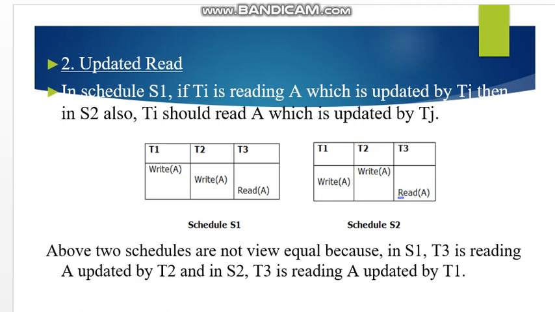Next is update read. If in the schedule S1, Ti is reading A, which is updated by Tj, then in S2 also Ti should read the value of A after the update by Tj. Then the above schedules are not view equivalent, because in S1, T3 is reading a value updated by transaction T2, whereas in S2, T3 is reading a value from transaction T1. So two different values are read from two different transactions.